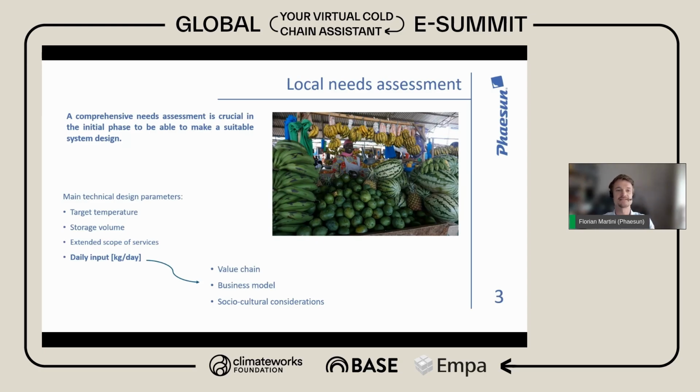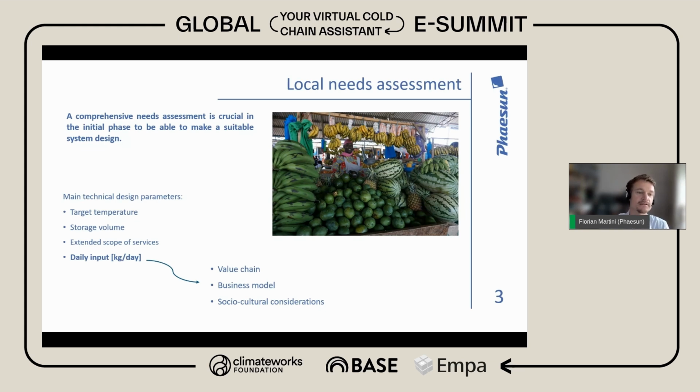First of all, we made the experience that prior to an installation of a cold room, it is very crucial and important to do a comprehensive needs assessment on site to really understand the needs of the people and the different stakeholders at the cold room in order to make a suitable system design to avoid over or under designing the cold room. Right now I'm only referring to the technical design and not the business model development, which is actually the even more important part. So now I'm just referring to the technical design for the cooling capacity.